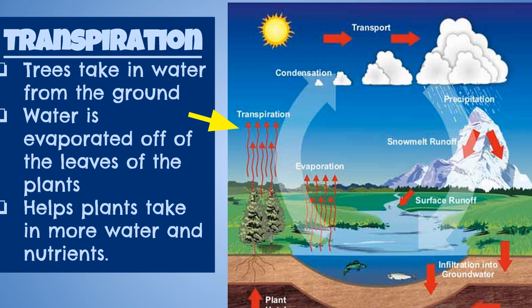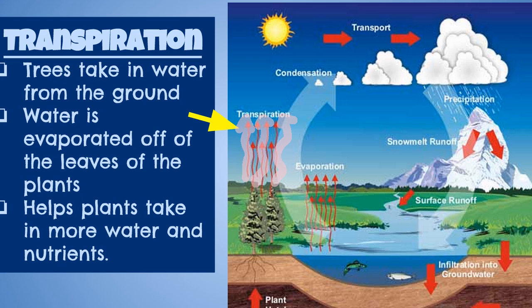In our next step, transpiration. Trees taking the water from the ground. Water is evaporated from the leaves of the plants, and this helps plants take in more water. So this is something that happens during photosynthesis.